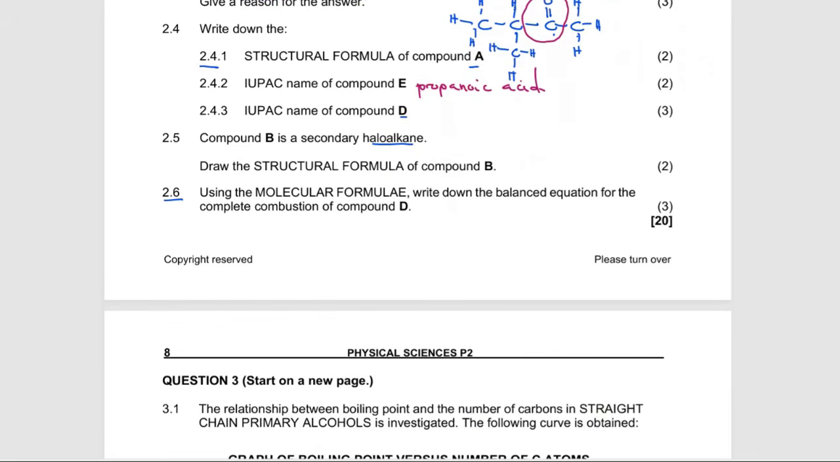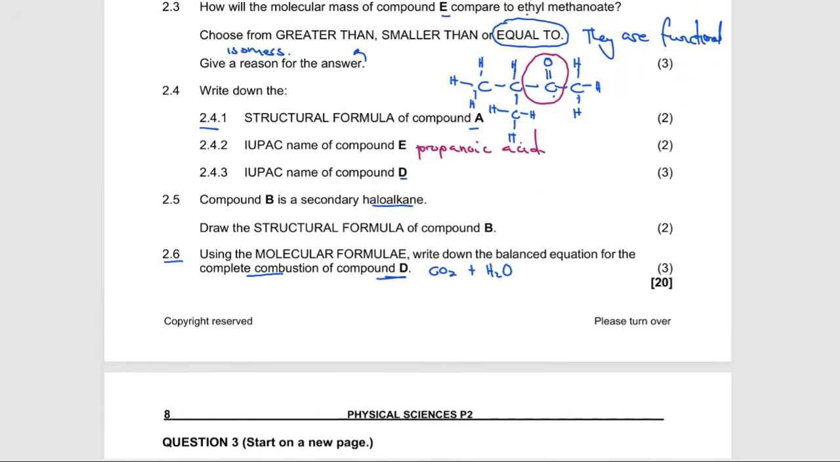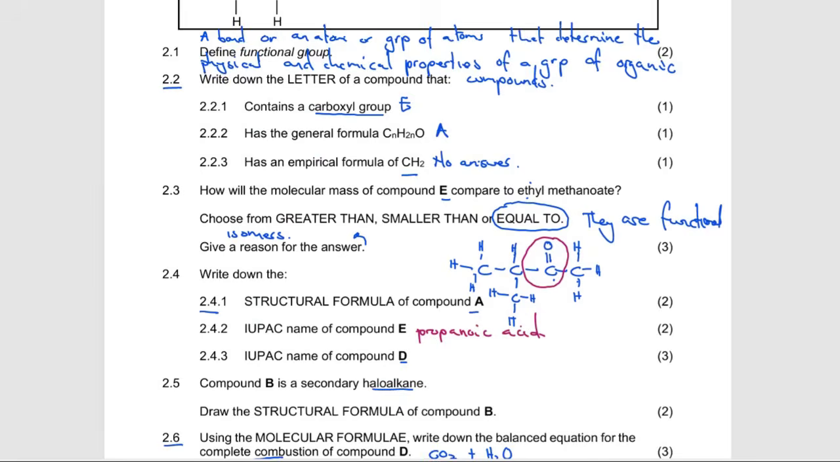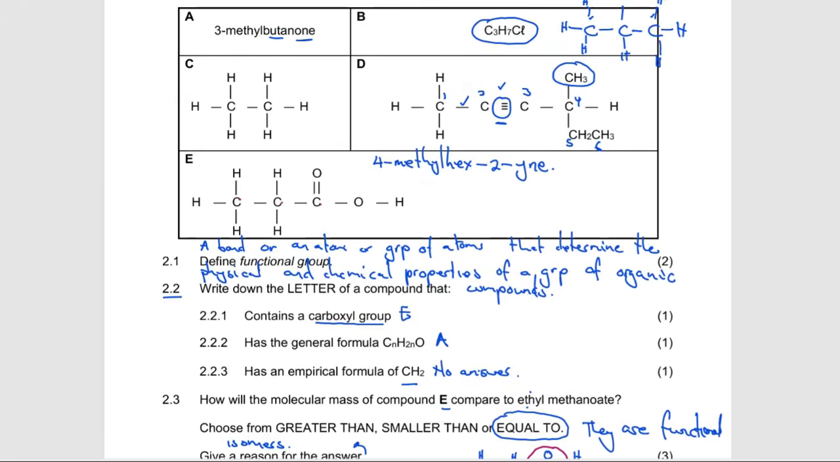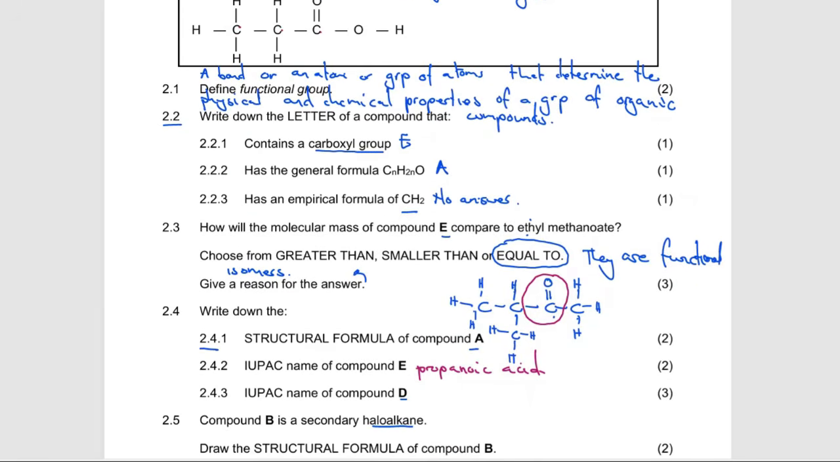Moving on to 2.6, it says using the molecular formula, write down the balanced equation for the complete combustion of compound D, right? We should know that whenever we're talking about complete combustion, our products should always be carbon dioxide plus water. So whenever they say complete combustion, it's carbon dioxide and water. When it's incomplete, we are going to have carbon monoxide. So we're focusing on compound D there, which is 1, 2. It has got 2 carbons. So how many carbons do we have there?